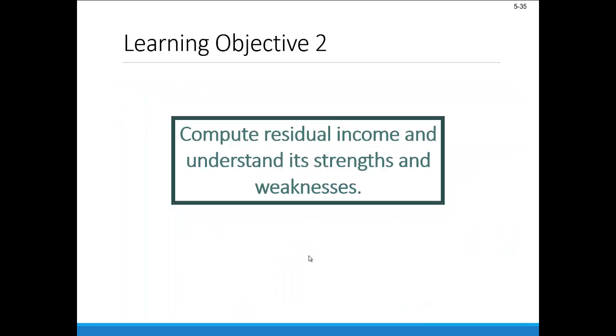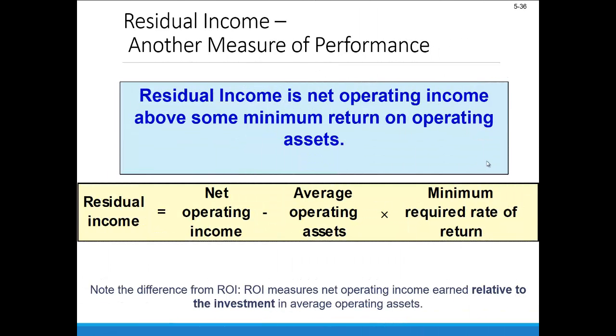And that brings us to learning objective 2, which was to compute residual income, another performance measure, and understand its strengths and weaknesses. So residual income is defined as net operating income above some minimum required return on operating assets. So it can be calculated as a division or segment's net operating income minus their average operating assets times some minimum required rate of return.